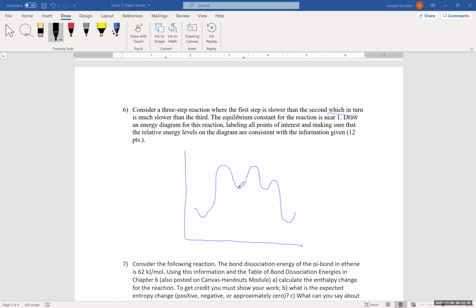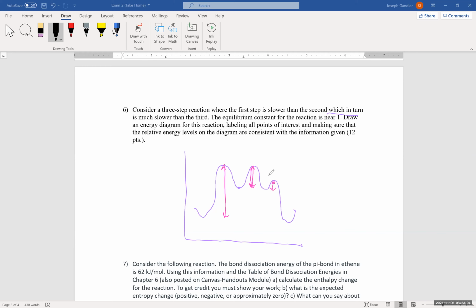So let me complete this. All right. So the first step is slower than the second. So this barrier is much bigger than this barrier. That makes the first step slower. And the second step is much slower than the third. So this barrier for the second step, you see, is much bigger, making it much slower than the barrier for the third. Okay, so something like that.